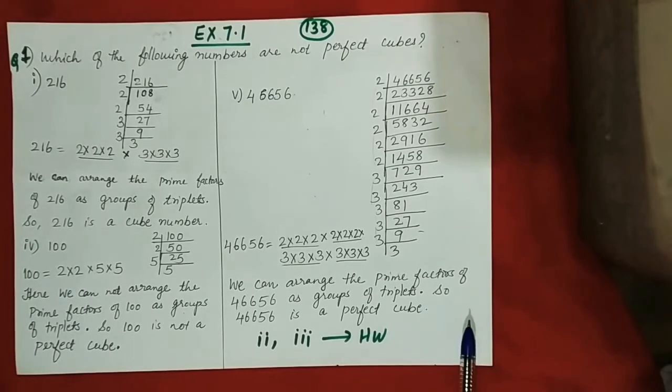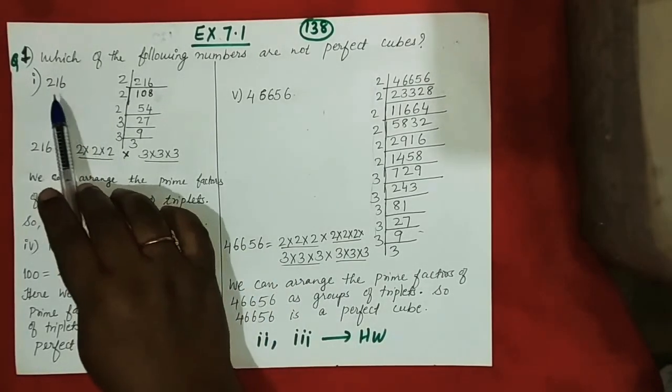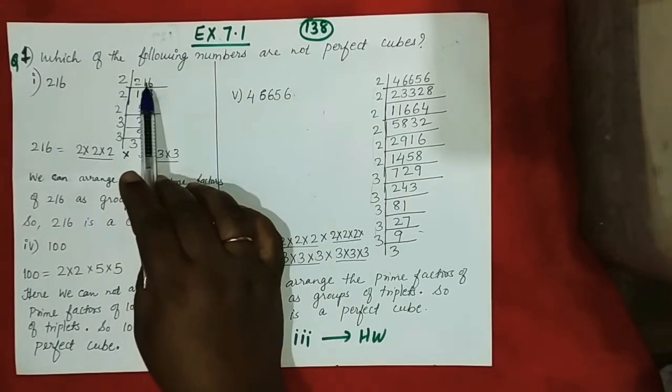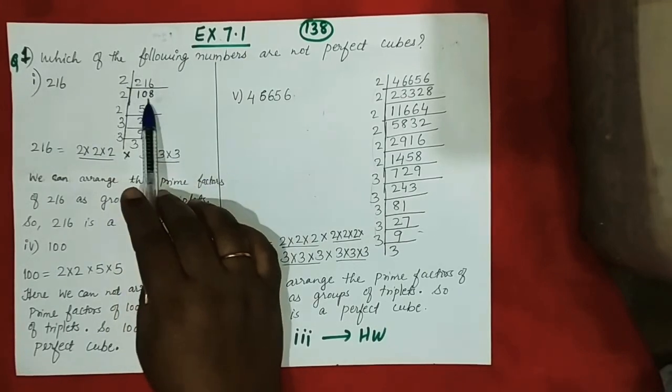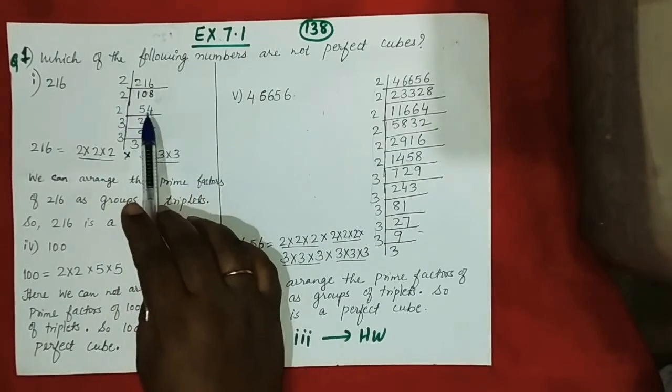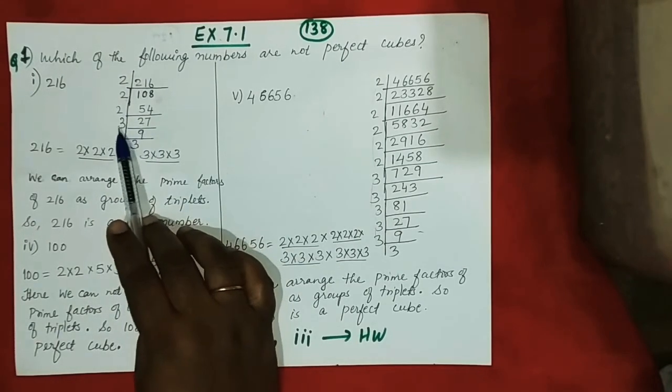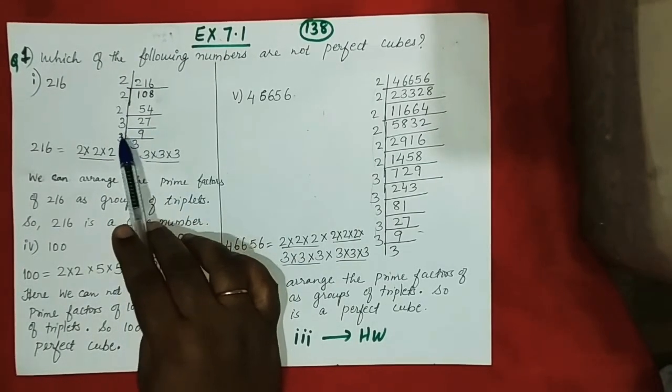Now exercise 7.1. Which of the following numbers are not perfect cubes? We have to see which are not perfect cubes. First number is 216. We can divide. We are doing the prime factorization. 216 is divisible by 2. We will get 108. It is divisible by 2. We will get 54. It is divisible by 2. We will get 27. Now 27 is divisible by 3. We will get 9. 9 by 3 is 3.